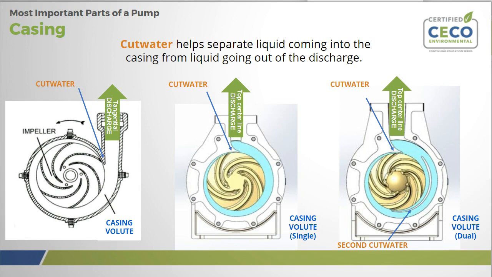You'll note that in the three pictures, there's a differentiation between a tangential discharge, picture on the left, and the two pictures on the right, which are top centerline discharge. Most chemical process pumps utilize top centerline discharge. Essentially, this means the discharge flange center is in the same vertical plane as the pump's centerline.